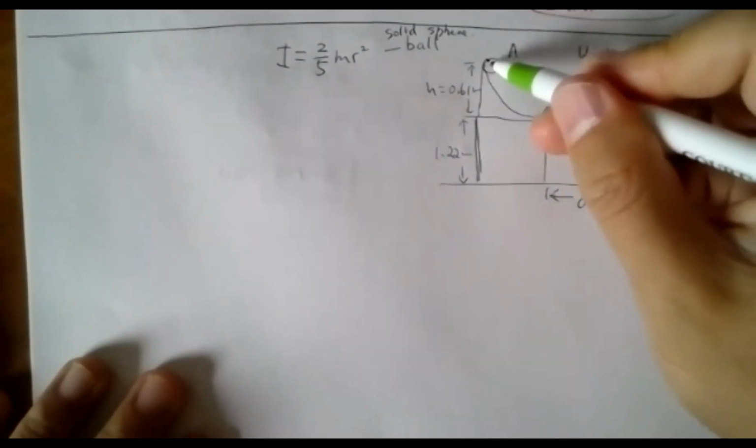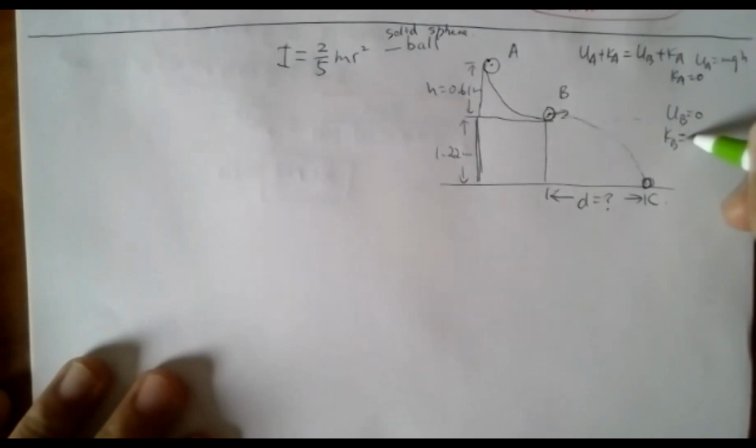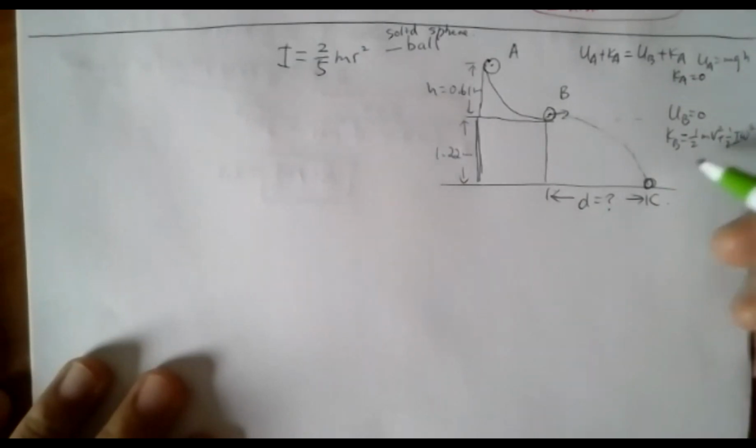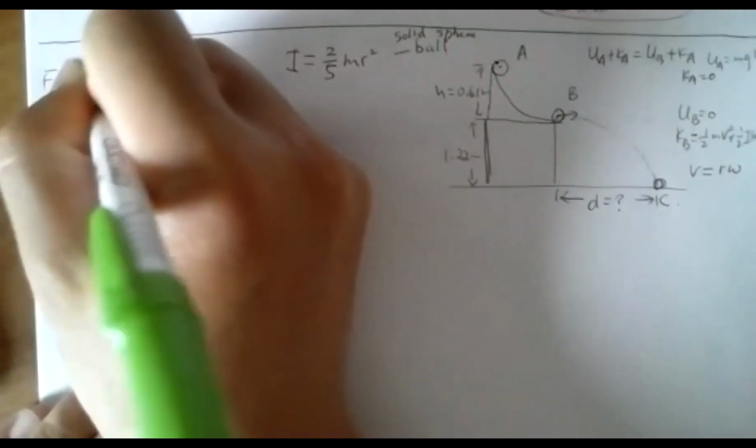Ka should be 0 because it released from rest. Okay, and then Kb will be equal to now two parts: 1/2 mv square plus 1/2 I omega square. Keep in mind that v should be equal to R times omega, from A to B.